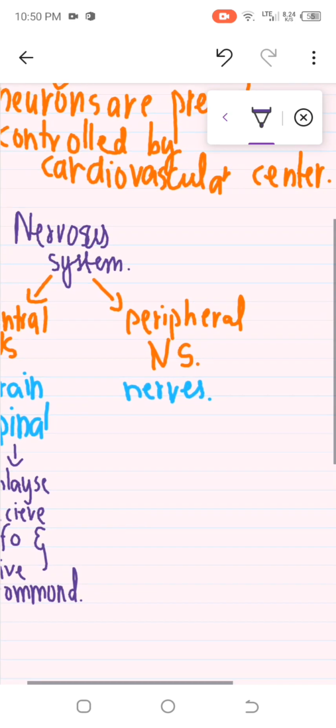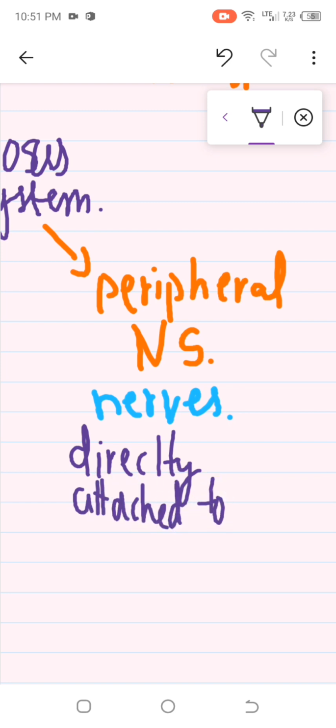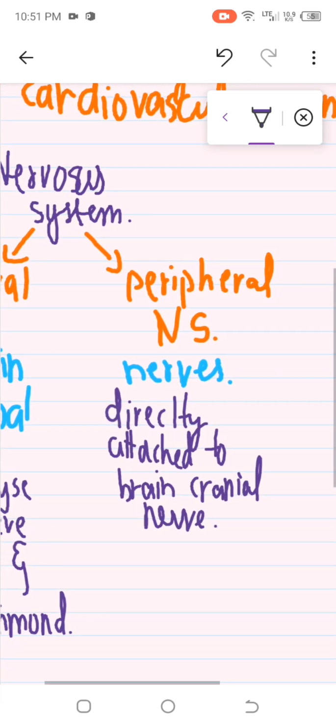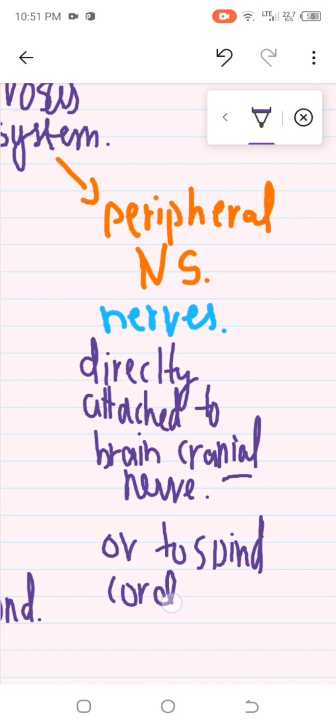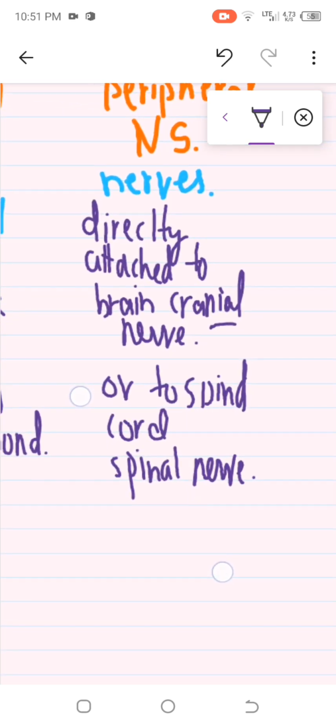But if I talk about the peripheral nervous system, those are directly attached to the brain by the cranial nerves, or directly attached to the spinal cord by the spinal nerves. Now here we have what in the nerves.